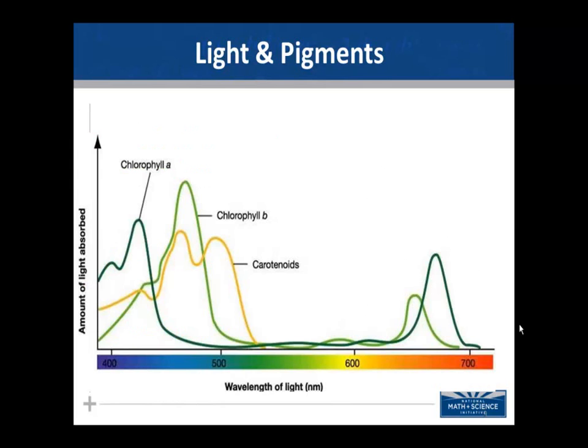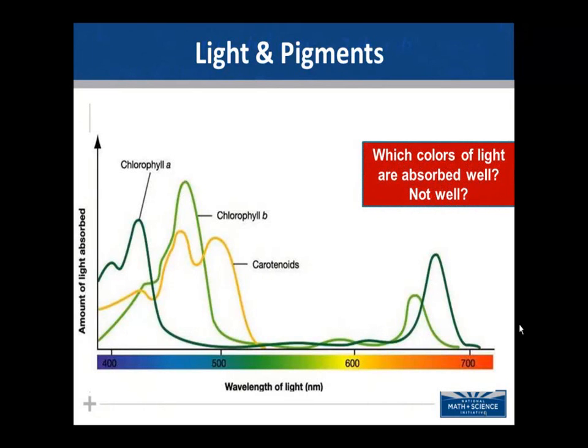So here, what you see right here is an absorption spectrum. Okay, so we see the different wavelengths of light with the different colors. The shorter wavelengths in nanometers, so about 400 is the violet end of the spectrum, and around 700 is the red end of the spectrum. And then we're seeing on the left-hand side the relative amount of light that is absorbed at each wavelength, and by which type of pigment. And so, which colors of light are absorbed well or not well.